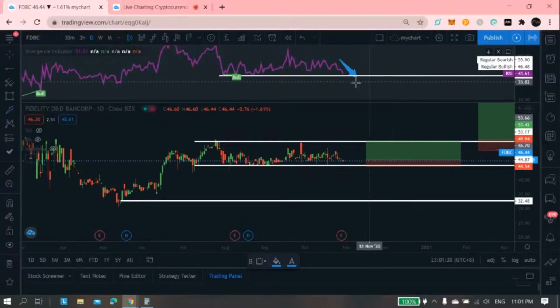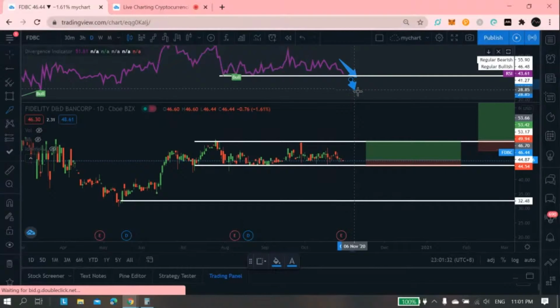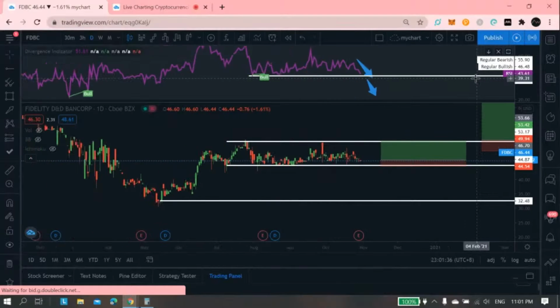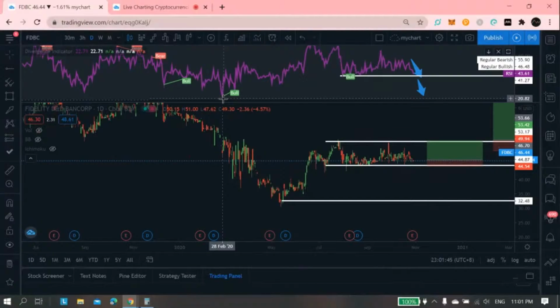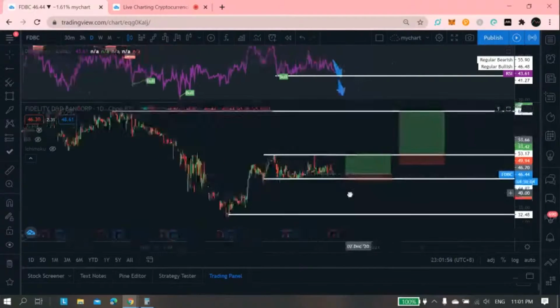And look at this, the RSI is just at 43 area. So what if it will go to this area, like the February 28, which is as low as 22 area. So it could possibly retest this one. So that's how I trade this one.